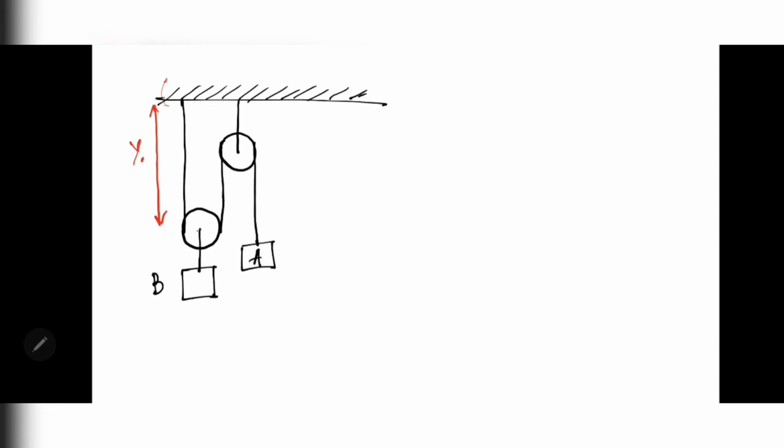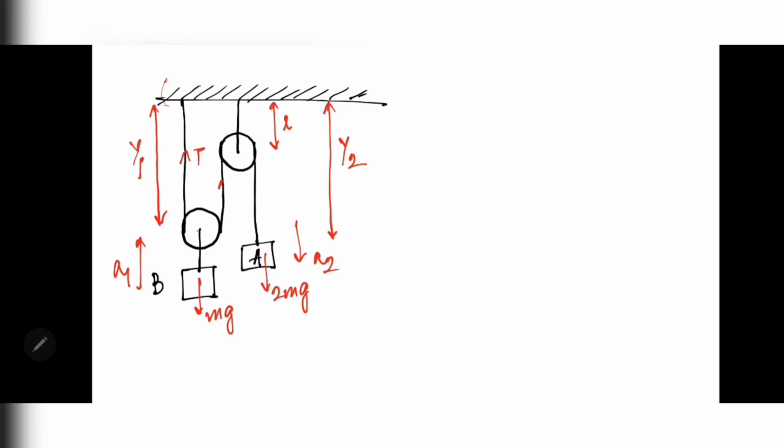Consider here the height is y1. Here the height is y2. Here the length is L. Here the acceleration is A1. This is mg. Suppose this is 2mg. Here is A2. Here the tension is T.